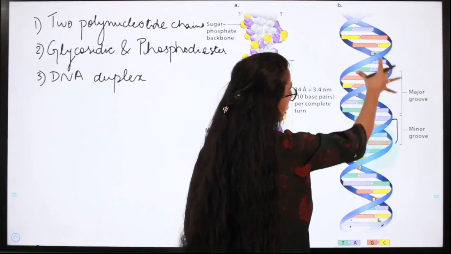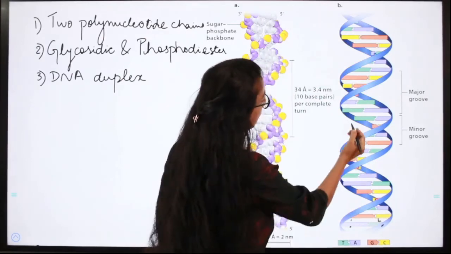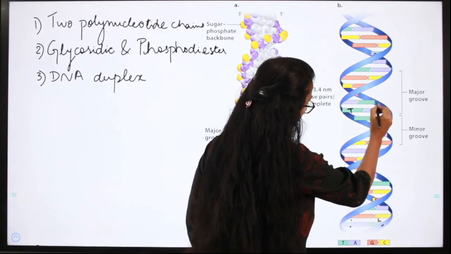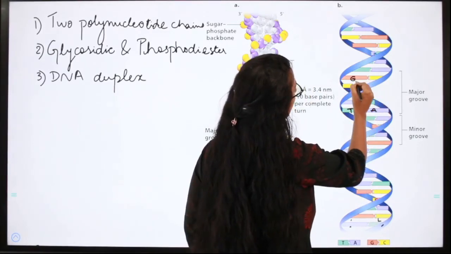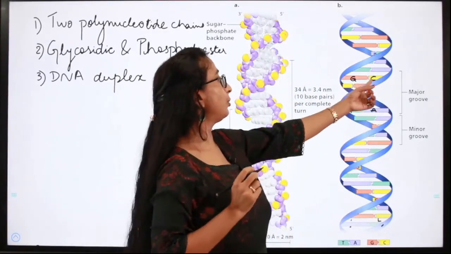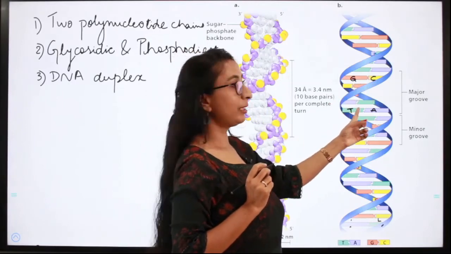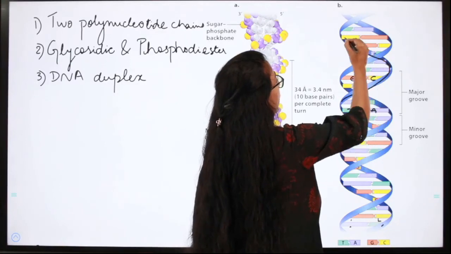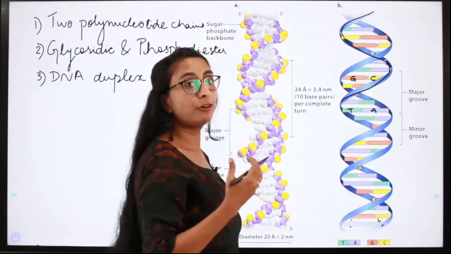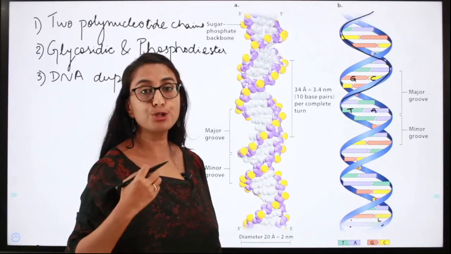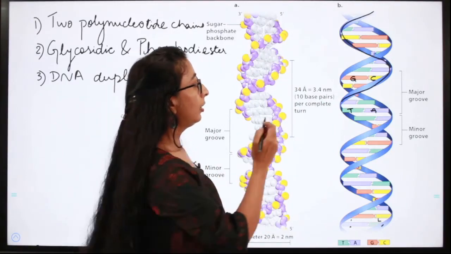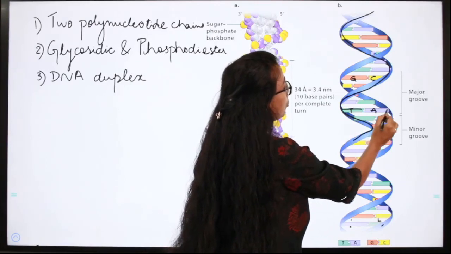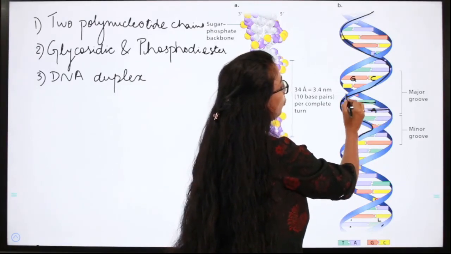So in this picture, this is T, this is thymine, this is adenine, and this is guanine, and this is cytosine. So orange is guanine, yellow is cytosine, green is thymine, and blue is adenine. So here this is the backbone of DNA. So in this backbone you will have pentose sugar and phosphate group, and then from this backbone you can find the nitrogenous bases projecting inwards.